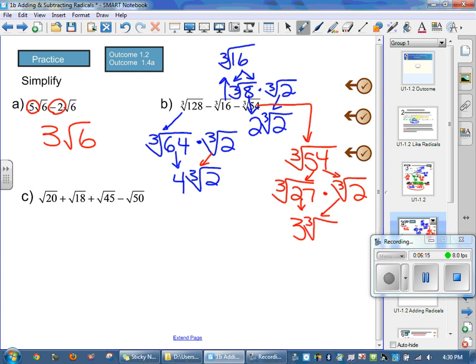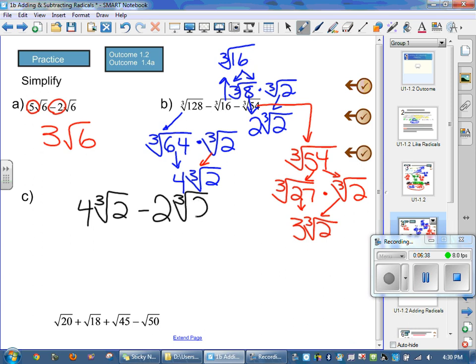Now again, on letter B, I'm going to rewrite what I have as an expression. So cube root 128 now becomes 4 cube root of 2. I have my cube root 16, which became a 2 cube root 2, and I'm subtracting it. And then I have my cube root 54, and I subtract 3 cube root of 2. So this is what I'm left with as an expression.